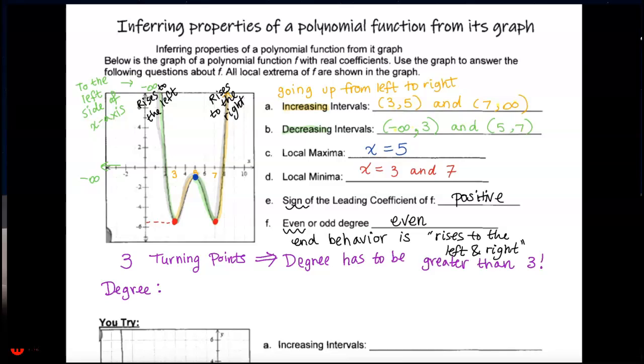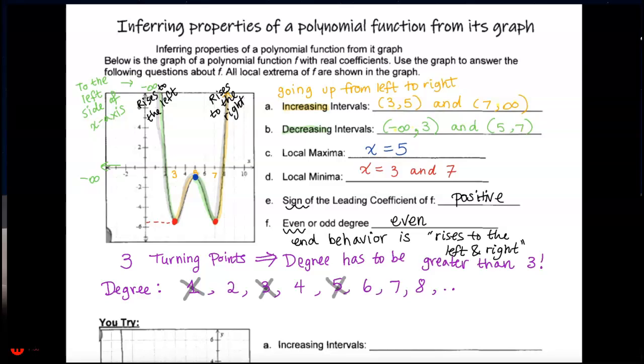And then they give you 1, 2, 3, 4, a whole bunch of them, 6, 7, 8, I don't know how far it will go. But say that you get something like this. We know because of the end behavior, the degree is even. So you're going to cross out all the odd ones. This must be an even degree, so you cross out all the odd ones.